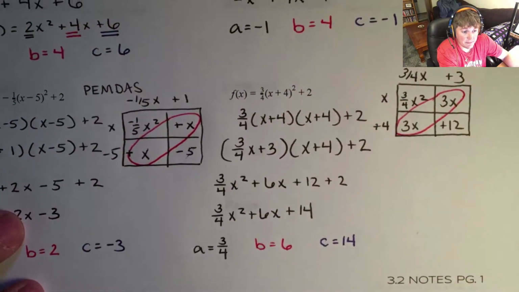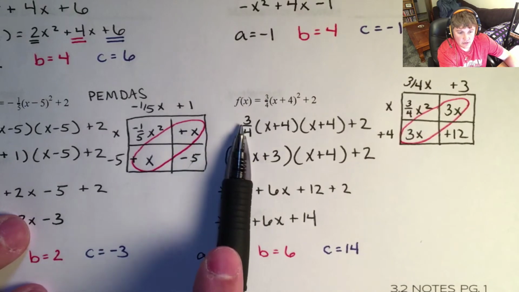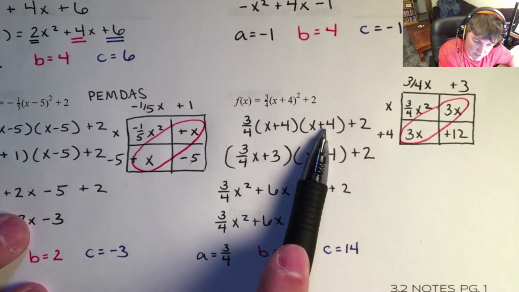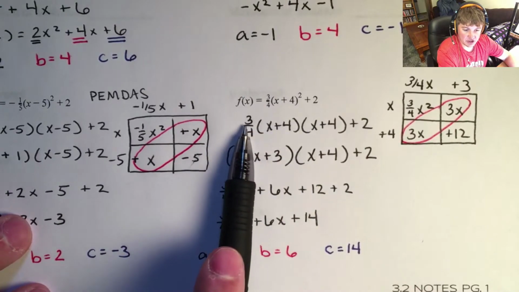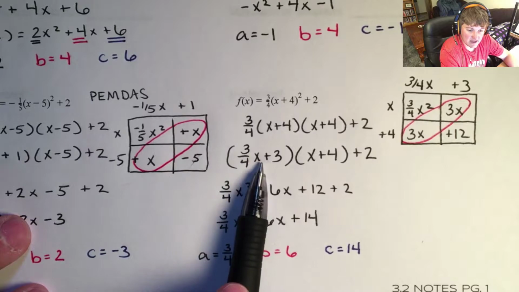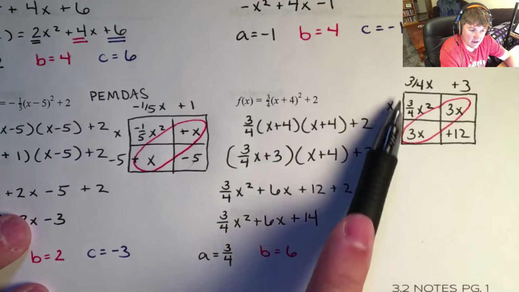Okay, last one's basically the same thing, just has a fraction in it. Really doesn't make it that much harder. It's about the same. Okay, so I expand x plus 4 squared into x plus 4 times x plus 4. Okay, and then I distribute 3/4 x to each part. So 3/4 x plus 3, because 3/4 of 4 is 3. And then I set it up over here.